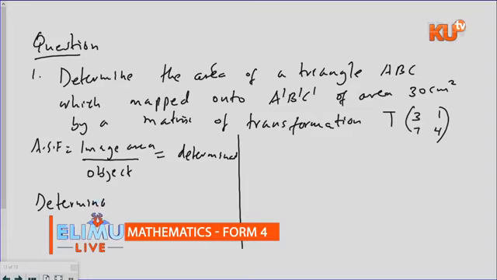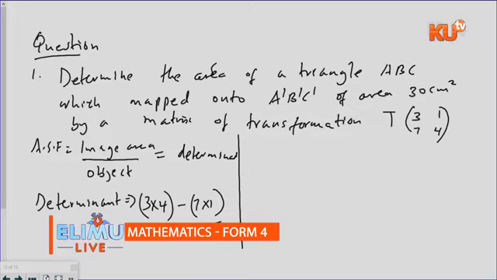So the first task that we have in this case is to obtain the determinant of this matrix. The determinant is simply the product of elements in the leading diagonal, minus the product of elements in the other diagonal. So we will take 3 times 4, then we minus 7 times 1. 3 times 4 gives us 12. 7 times 1 gives us 7. And the difference is 5. So the ratio, which is the area scale factor, is equal to 5 units.